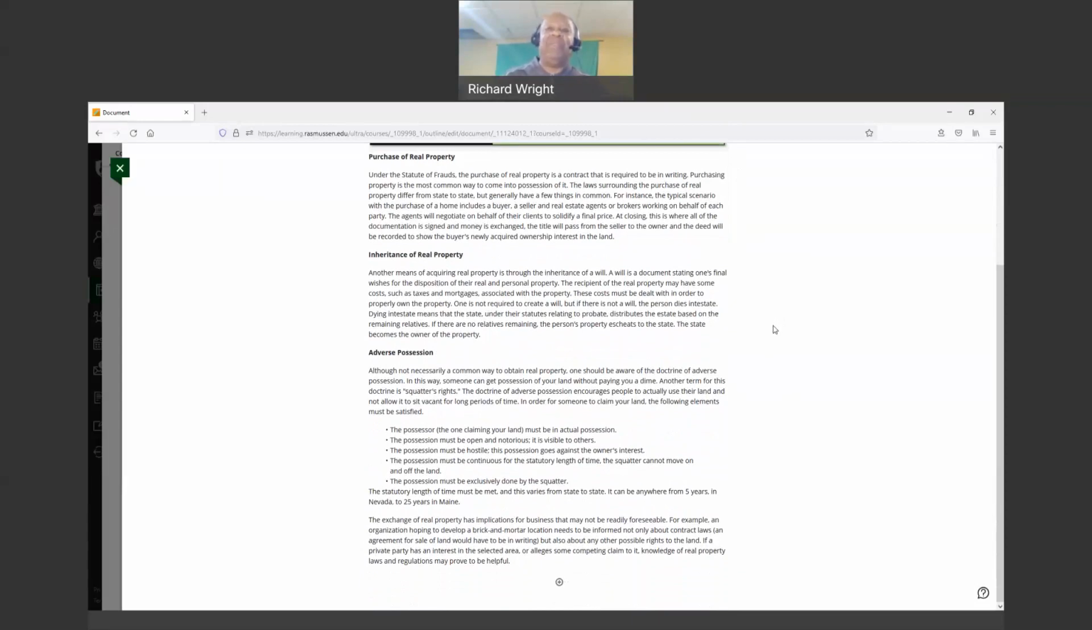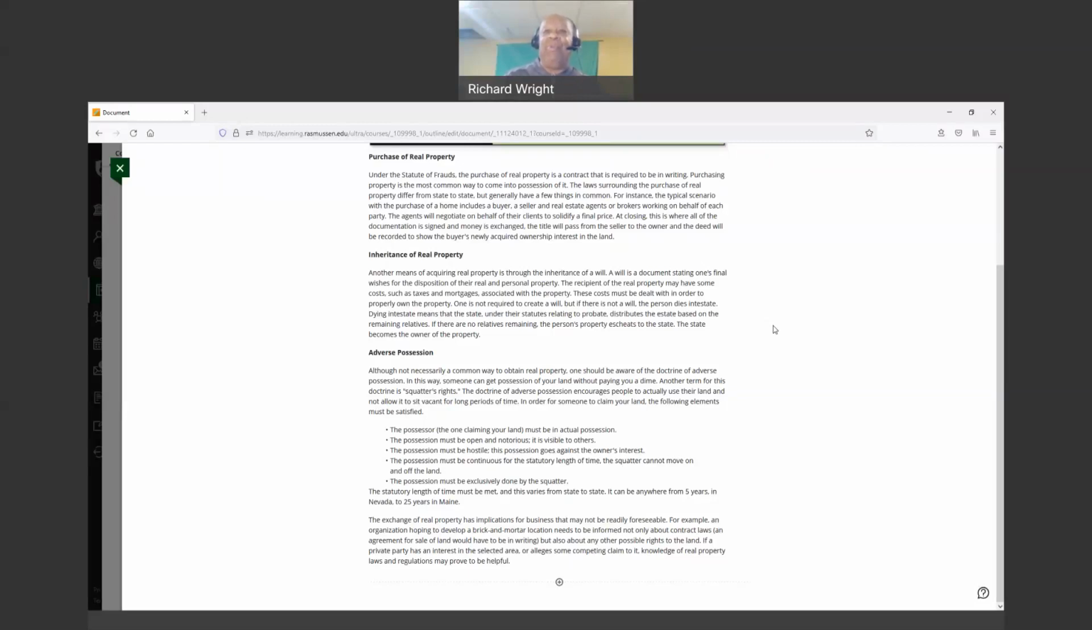Another means of acquiring real estate is by inheritance. You can inherit it by a will, and the recipient will possibly have some costs that go with that, such as taxes and the mortgage associated with the property. In order to properly own the property, you have to make sure you take care of the costs. It is not a legal requirement to have a will. If the person dies without a will, we call that intestate. What that means is that the jurisdiction in which the property is located has statutes for what we call intestate succession, and in the probate court, it will be distributed based upon the law in that state.